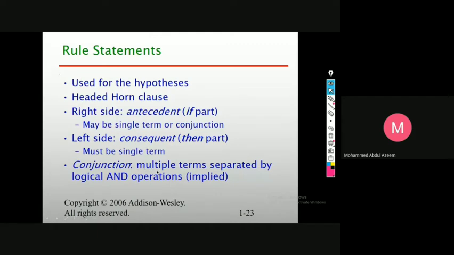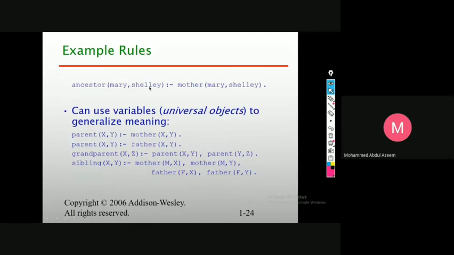A conjunction is multiple terms separated by logical AND operations. Like here, look at certain rules defined. See, this is the implication symbol being used here.